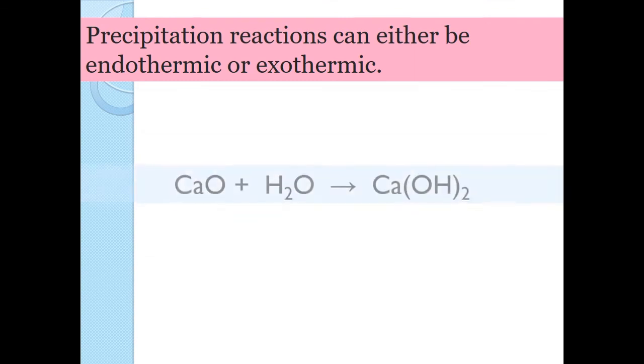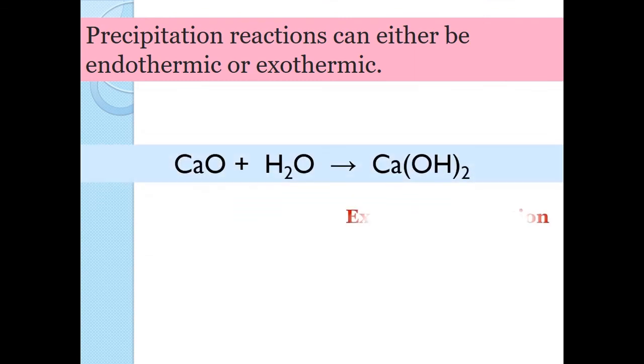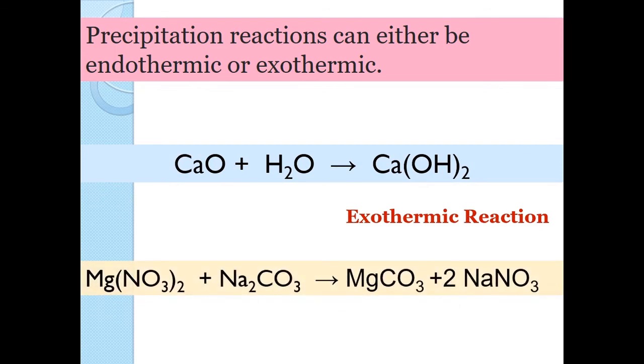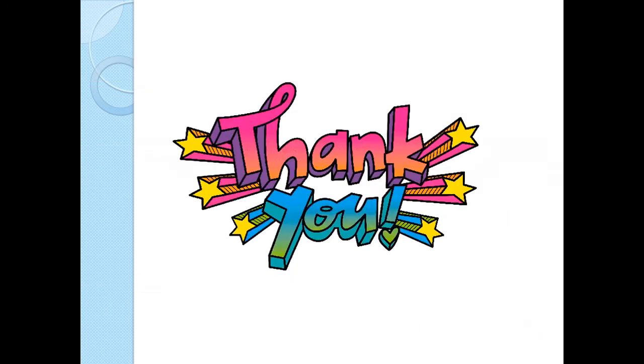Precipitation reactions can either be endothermic or exothermic. Like the first reaction is exothermic in nature and the second one is endothermic in nature. To conclude, what I want to add is that noting the temperature before and after a reaction is a simple way of establishing if a reaction is exothermic or endothermic. Thank you very much. In our next and final video, we are going to deal with redox reactions.